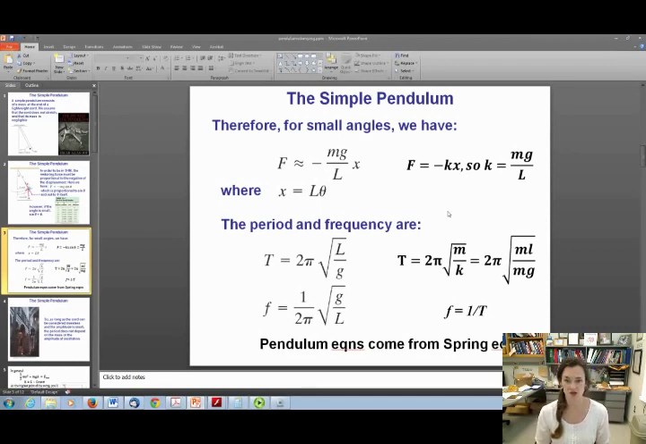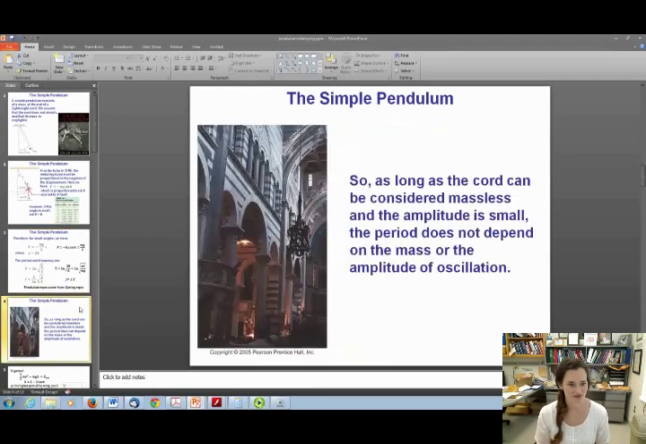And then the frequency, of course, is 1 over the period, and so the frequency is 1 over 2 pi times the square root of g over L. So the pendulum equations and the spring equations, there's a lot of analogies between the two.